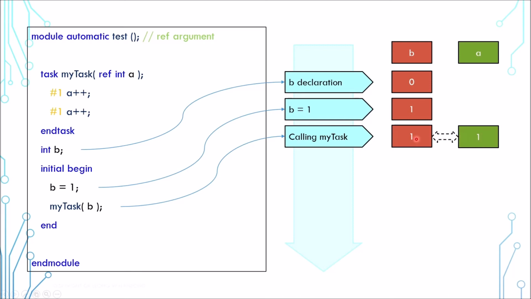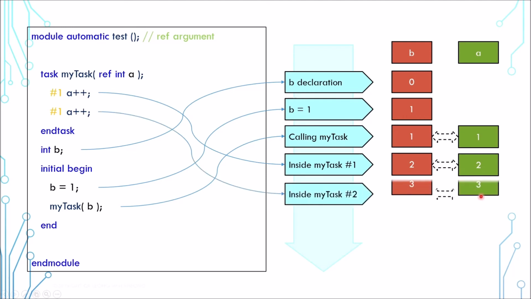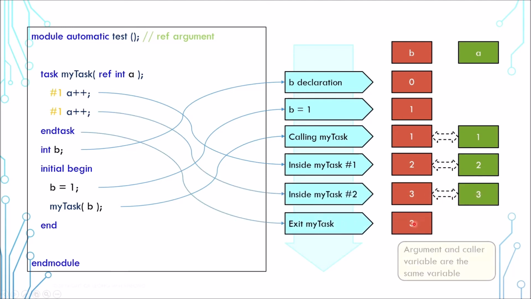As such, argument A is the same as B. A is incremented to 2 and B follows the same. A is incremented to 3 and B follows the same. Finally, the task ends. The only difference between this and the inout example is that B knows every single change in the argument A.